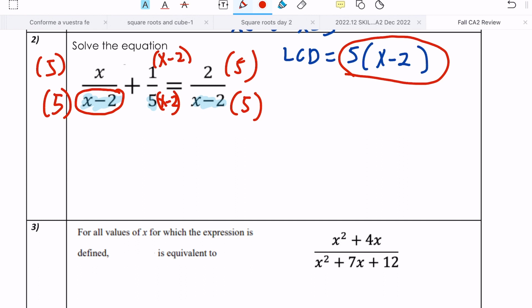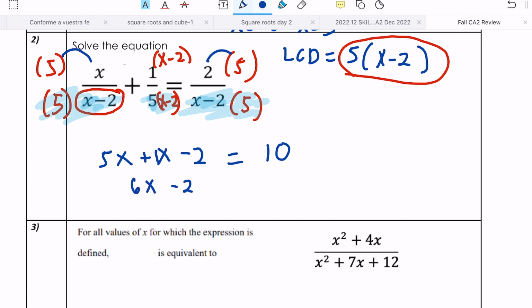Okay? Now, once we get the denominators all the same, notice they all have a 5 and x minus 2. We can kind of forget the denominators and just focus on the numerators. We have 5 times x, that's 5x. 1 times x minus 2, well, that's going to be itself, right? That's going to be a positive x minus 2. And on this side, 2 times 5, well, that's 10. So now we can combine like terms. We have 5x and 1x, which is 6x minus 2 equals 10.